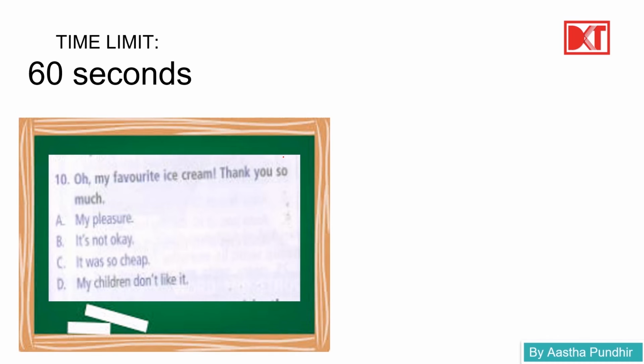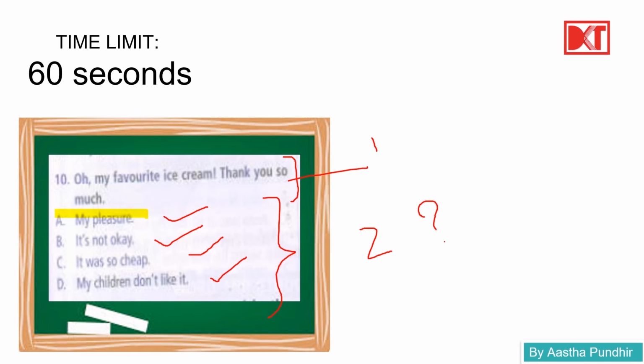Okay, now here, the first person says, oh, my favorite ice cream. What could be the second person's reply here? A. My pleasure. B. It's not okay. C. It was so cheap. Or D. My children don't like it. So here, which one is the polite, appropriate reply? A. My pleasure. Someone is appreciating that you got them their favorite ice cream, thanking you. So you can politely reply and say, my pleasure. You can't really say it's not okay, or that the ice cream was so cheap, or that my children don't like it. That's why I gave it to you. All these are not suitable or appropriate responses.